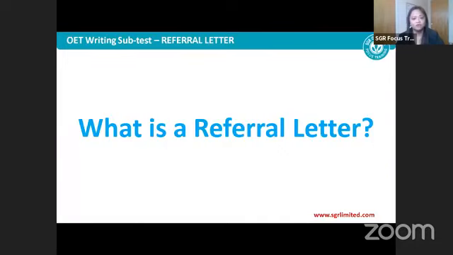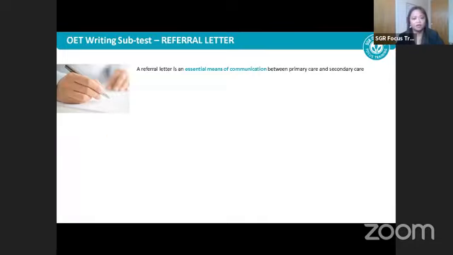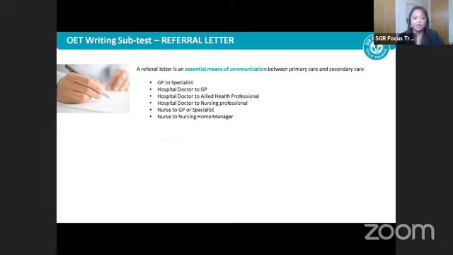So, what is a referral letter? A referral letter is basically an essential means of communication between you, the primary carer, and a secondary carer. So it could be a letter from a GP to a specialist, maybe a hospital doctor back to the GP, maybe a hospital doctor to a nurse, maybe a nurse to a GP or a specialist, or maybe a ward nurse referring a patient to a community nurse for further care.